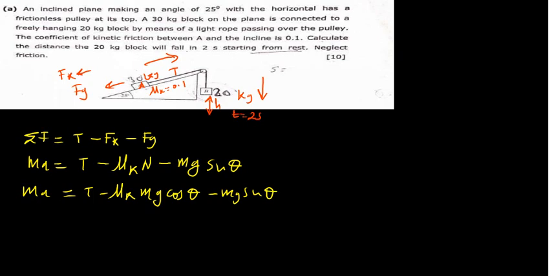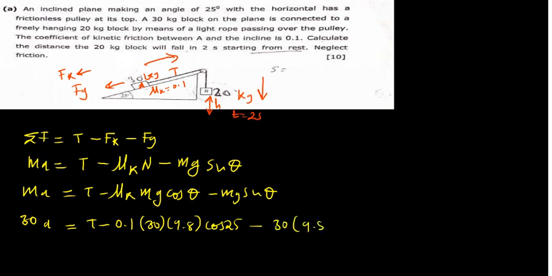So we can now substitute the mass, that is 30 kg. So that will be 30 multiplied by A is equal to T minus mu k, that is 0.1, times the mass, which is 30, times g, which is 9.8, cos theta, the angle of the incline, that is 25, then minus mass again 30, 9.8, and then sine 25.